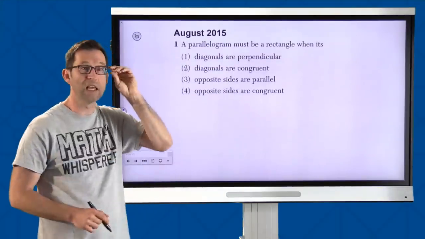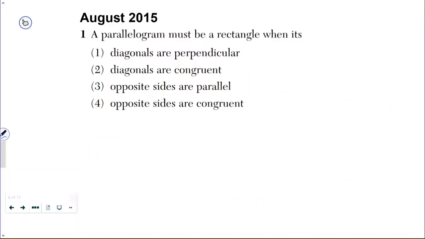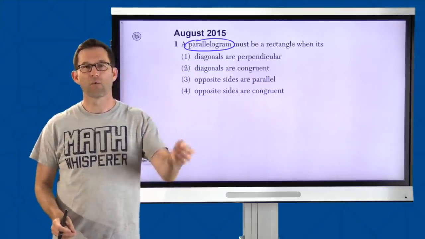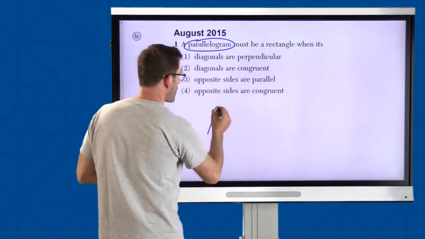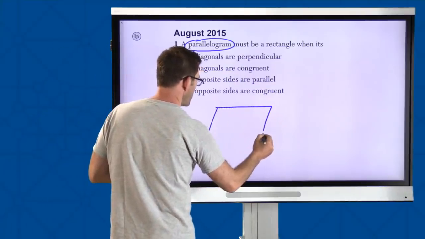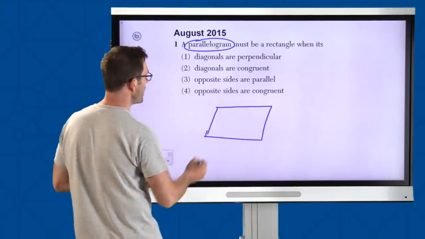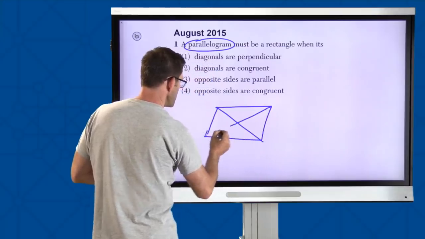August 2015, number 1. A parallelogram must be a rectangle when it's what, right? So we're starting in this problem with a parallelogram, all right? What makes it a rectangle? So in a problem like this, what I like to do is I like to actually draw a generic parallelogram. I don't draw a rectangle. I draw a generic parallelogram, all right? There's some stuff in here about diagonals, so I might as well draw the diagonals in.